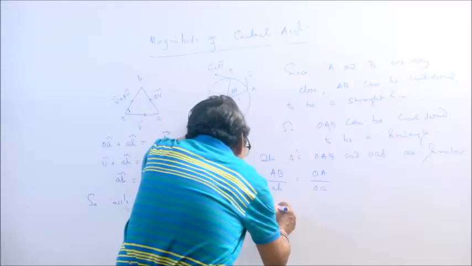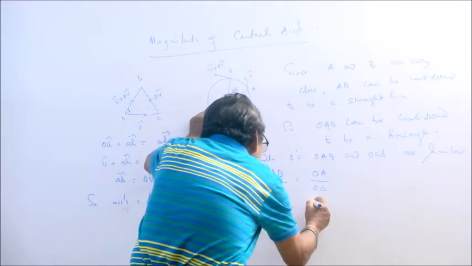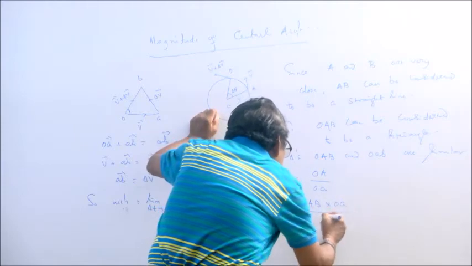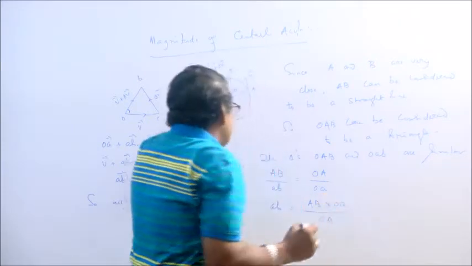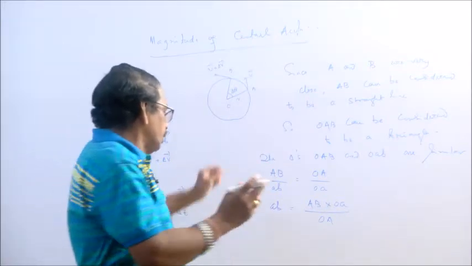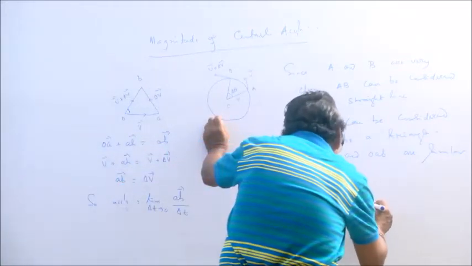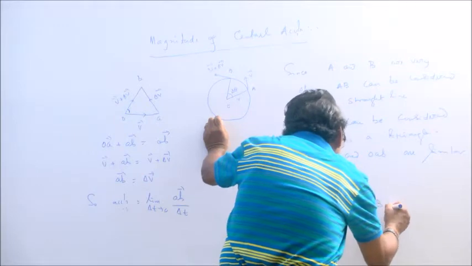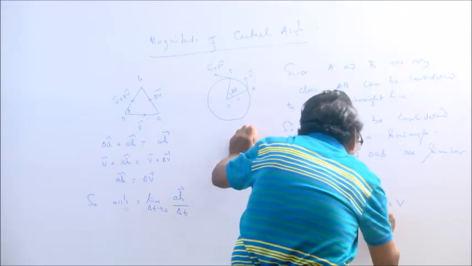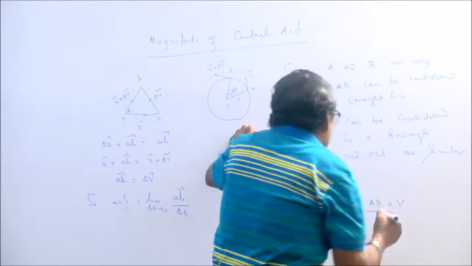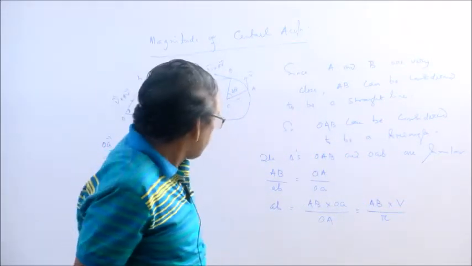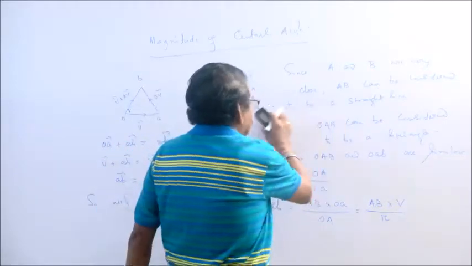So, AB is equal to how much now? AB is equal to small ab into OA by small oa, where small oa is V and capital OA is the radius of the circular path R. So AB is equal to small ab into V by R.